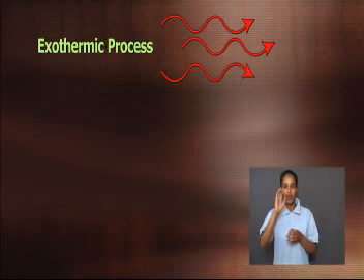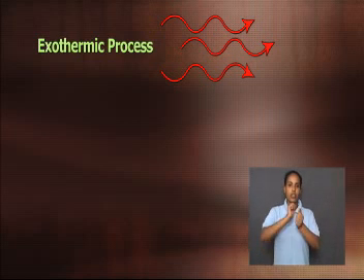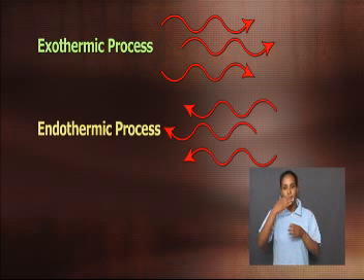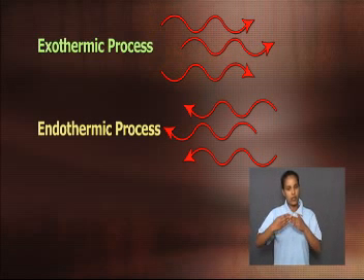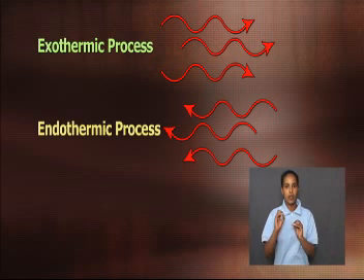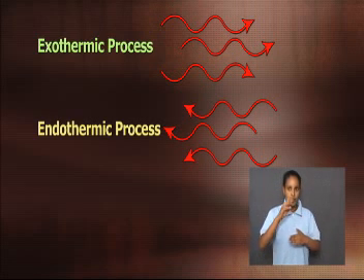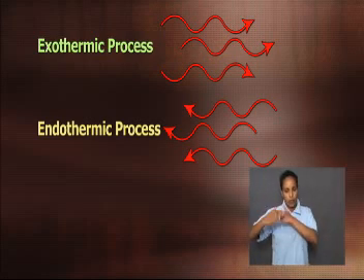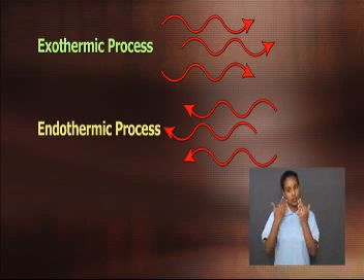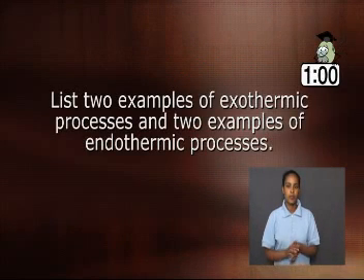An exothermic process is when a chemical reaction or a physical change releases heat. An endothermic process is when a chemical reaction or a physical change absorbs heat. Students, please list 2 examples of exothermic processes and 2 examples of endothermic processes. You may begin now. Students, let's get ready. Begin.